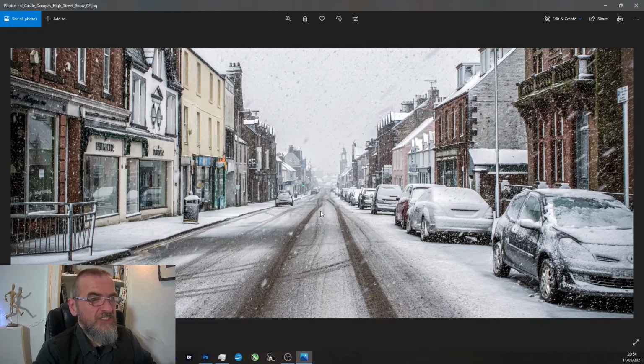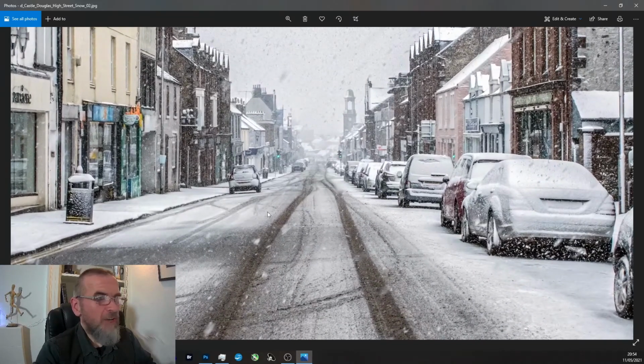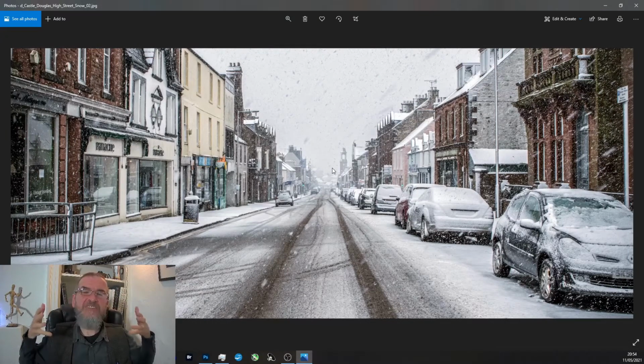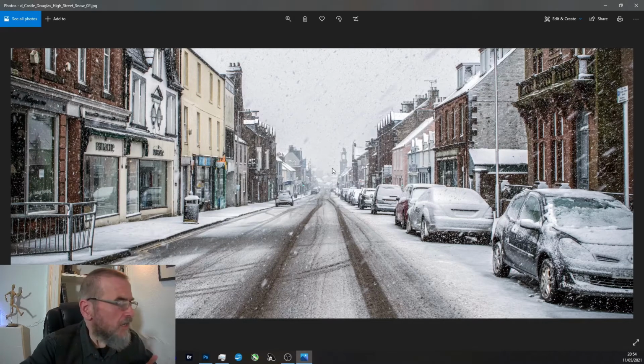However, as we look into the photo here, it gets smaller as it gets further down. The lines get closer together. So therefore we have this sense of depth. We have this sense of movement going down through the image.